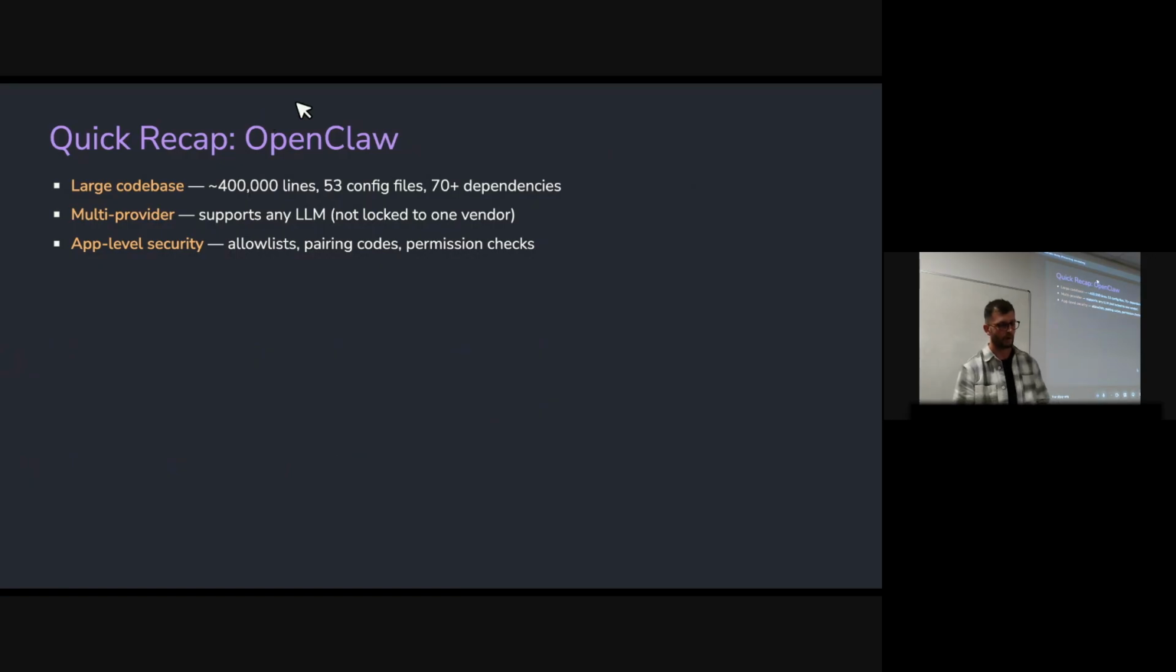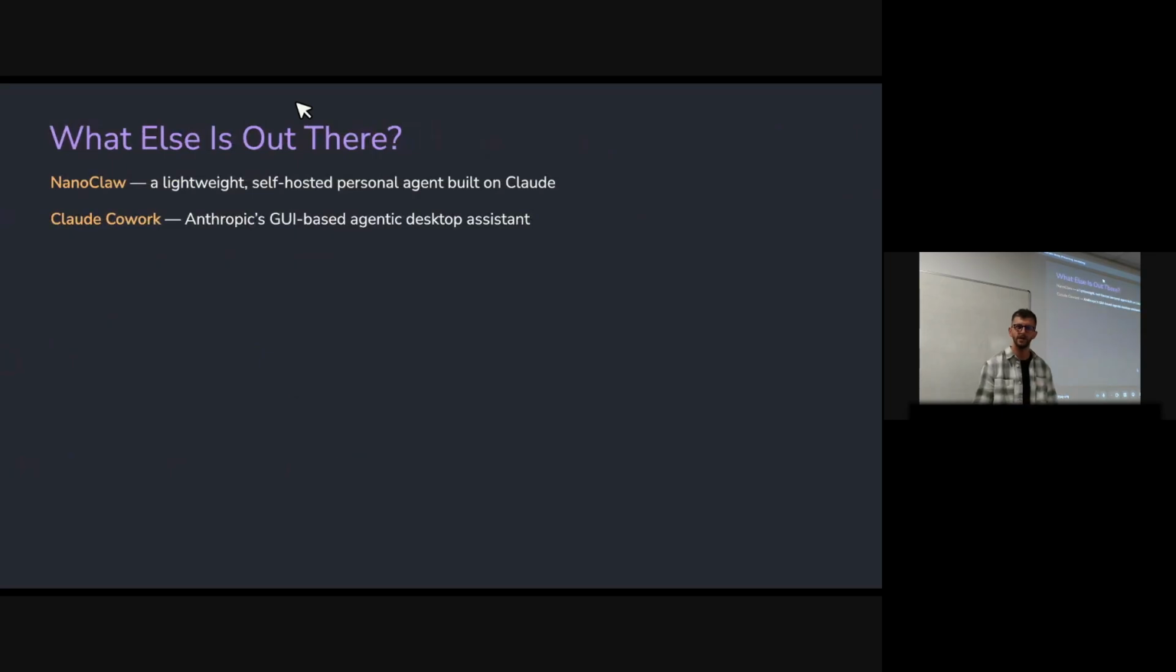So, a quick recap. OpenClaw is a very large code base. It has around 400,000 lines of code, a lot of config files, and a lot of dependencies. It supports multiple LLM providers, like you can use Codex, or you can use Anthropic models like Claude or Sonnet. And the app-level security is with allow lists, with permission checks, etc. But what else is out there?